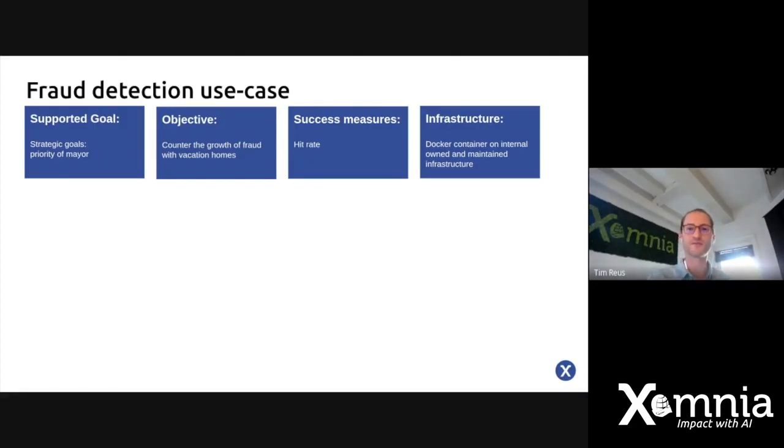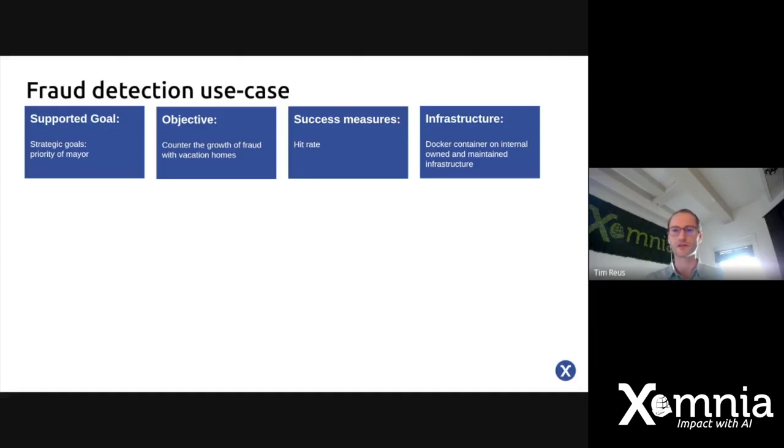The mayor of Amsterdam actually announced that they really want to tackle Airbnb fraud, as they called it at that time. So this was a strategic goal coming from the highest places of the municipality. The objective here was to counter the growth of fraud with these vacation homes. And they measure success by how often the model predicted that there was going to be fraud at a vacation home, and how often the model is right, so that when they went to see the house, it actually was the case.